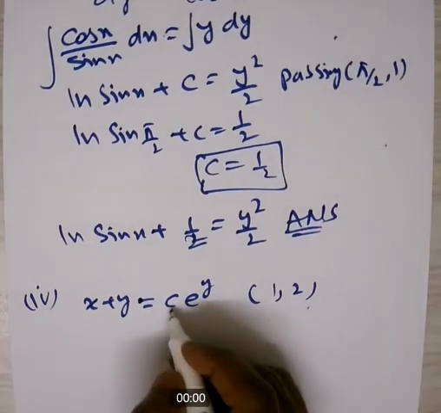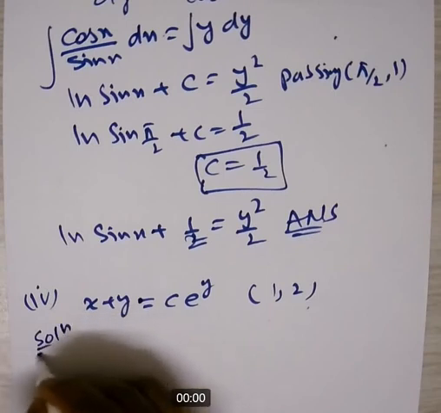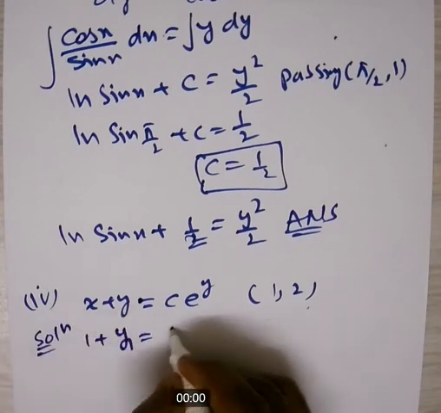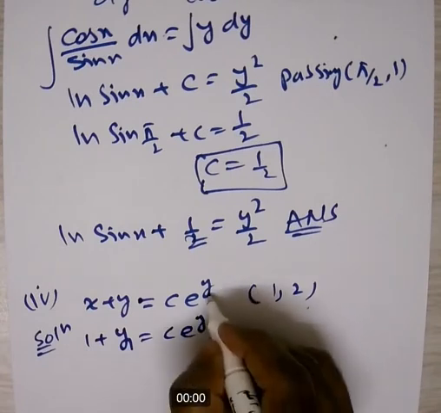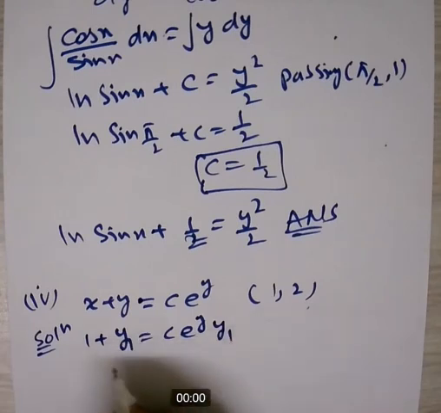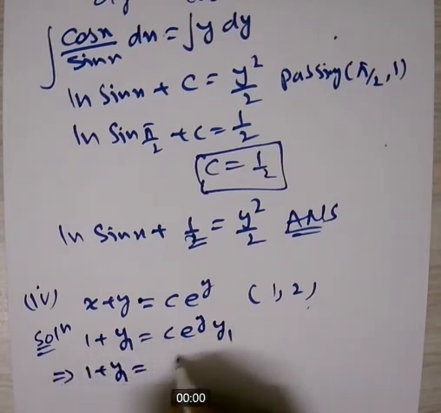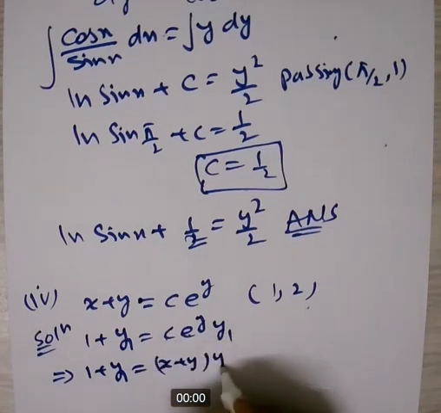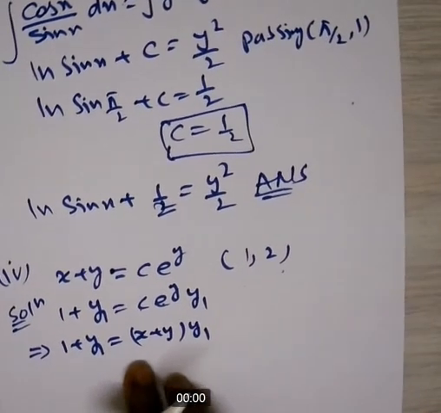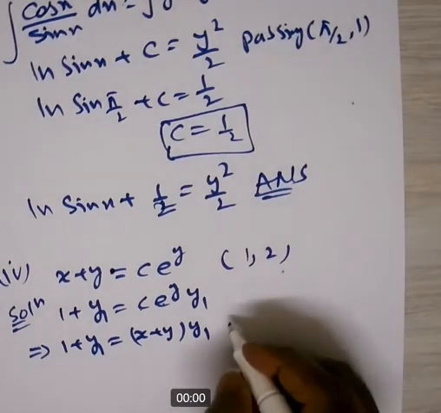So again you have to differentiate one time. When you differentiate, it becomes 1 plus y1 equal to c e power y, using the chain rule, into y1. Now simplified, we get 1 plus y1 equal to c e power y, which means x plus y into y1. Now see, there is no parameter. This is the formation of the differential equation.